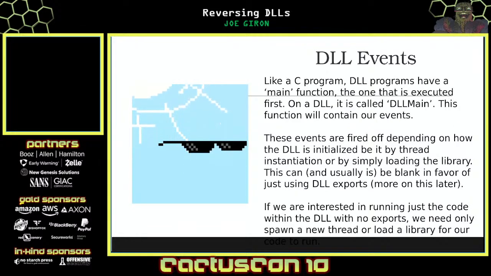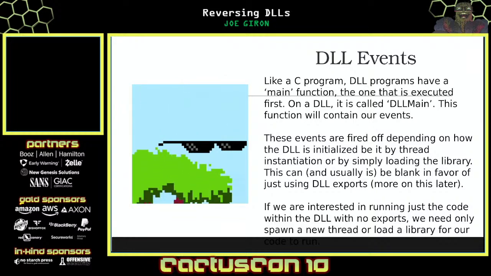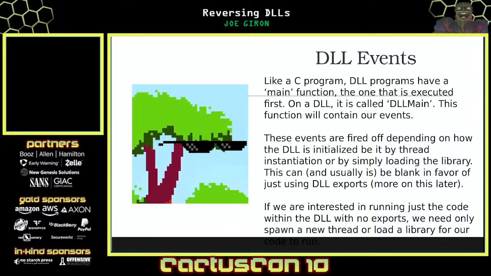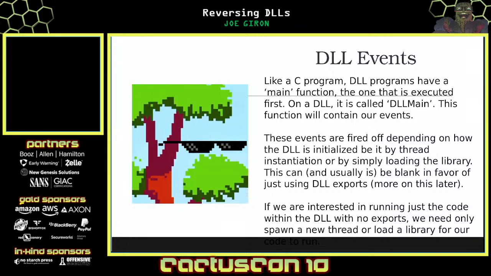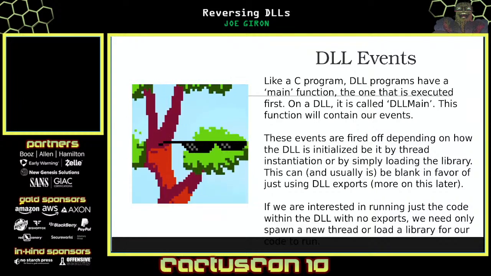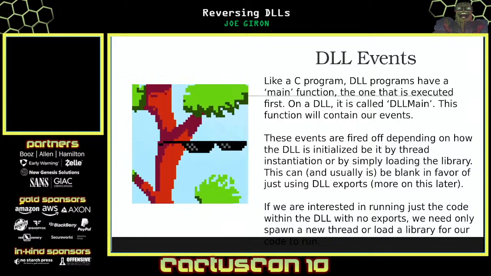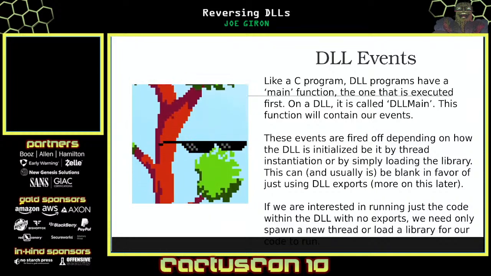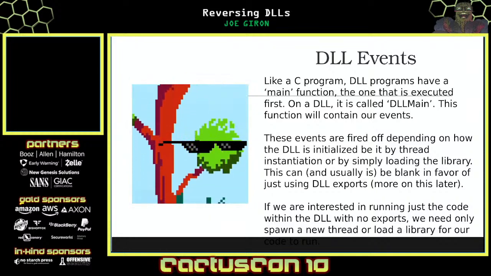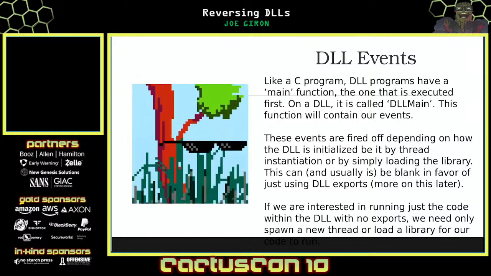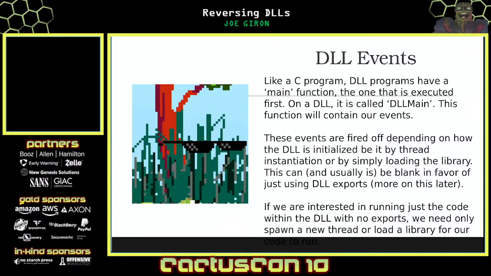DLL events. Okay, so a DLL is like a C program or any other program. It'll have what's called a main function. The main function is like the first thing that gets called initially when you first load it. The difference between a DLL file and a normal executable file is the code inside the main is optional. There doesn't have to be anything. So I thought that was pretty cool. It's like, yeah, what does your code do? Nothing.